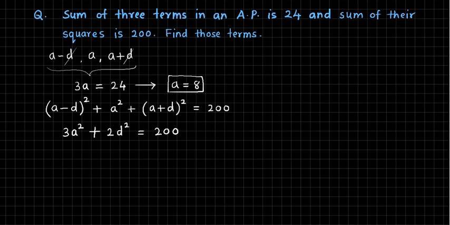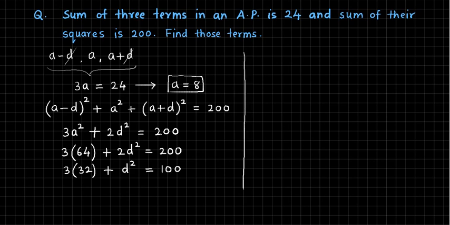Now A square can be substituted because we know that A is 8, so A square is nothing but 8 square, which is 64. So 3 into 64 plus 2D square is equal to 200. Cancelling 2 throughout, we have 3 into 32 plus D square is equal to 100. So that gives us D square is equal to 100 minus 3 into 32, which is 96. So D square is equal to 4, and hence D turns out to be either plus 2 or minus 2.